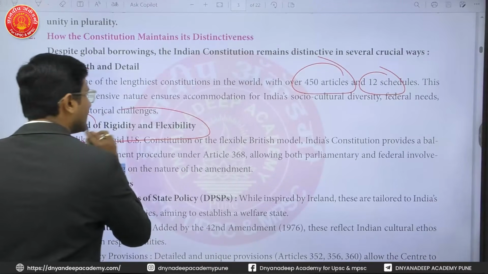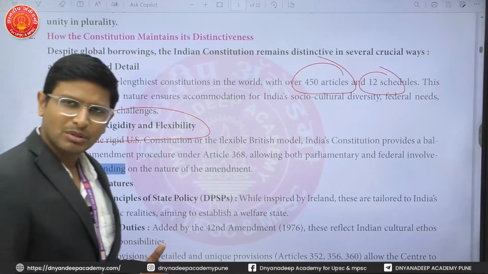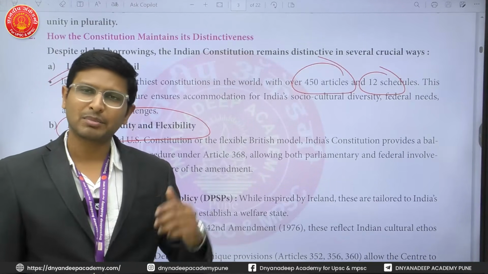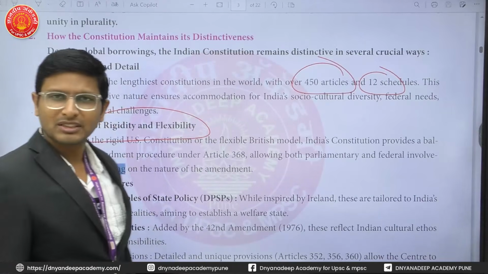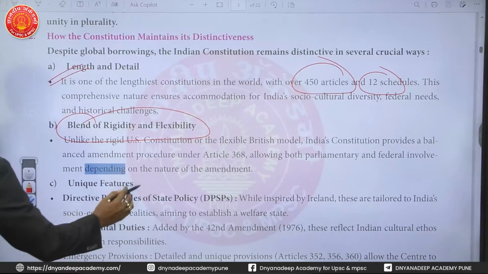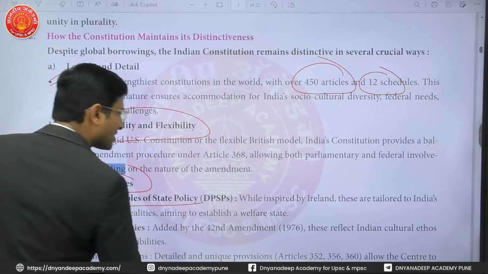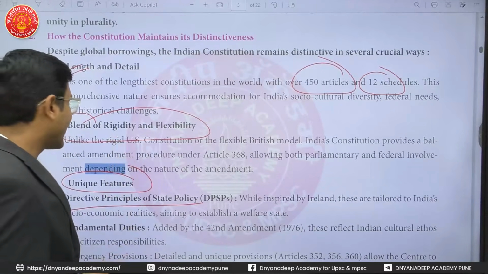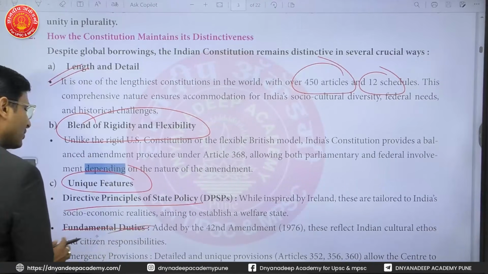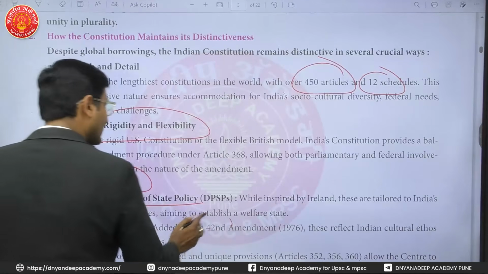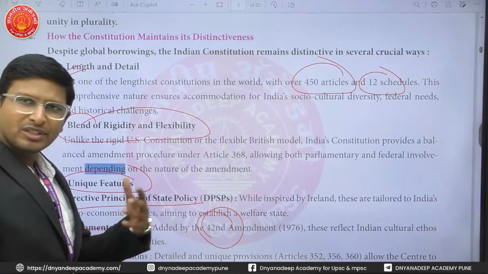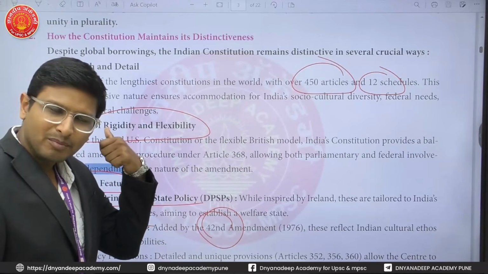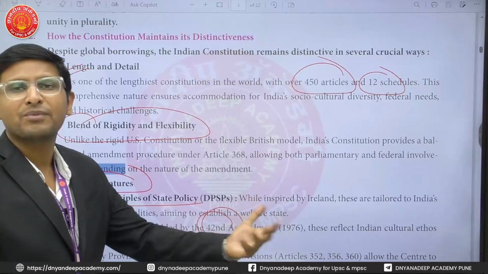Then the blend of rigidity and flexibility. If you take the example of the British constitution, it is flexible. If you take the example of the American constitution, it is completely rigid. We are a blend of rigidity and flexibility, something unique we have. Then there are unique features like the directive principles of state policy: socialist principles, Gandhian principles, liberal intellectual principles, something unique we have. Fundamental duties we added with the 42nd constitutional amendment. There are multiple provisions that you have to respect the constitutional ideals, the ideals promoted by the freedom fighters.